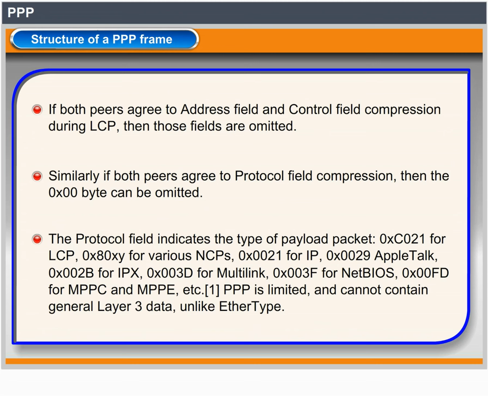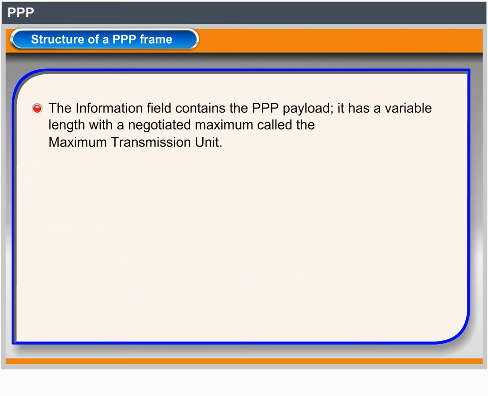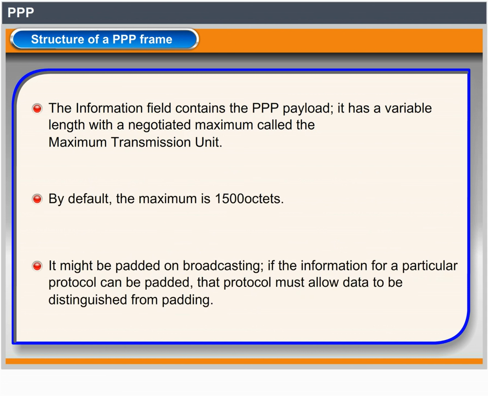PPP is limited and cannot contain general layer 3 data, unlike EtherType. The information field contains the PPP payload. It has a variable length with a negotiated maximum called the maximum transmission unit. By default, the maximum is 1500 octets. It might be padded on transmission. If the information for a particular protocol can be padded, that protocol must allow information to be distinguished from padding.